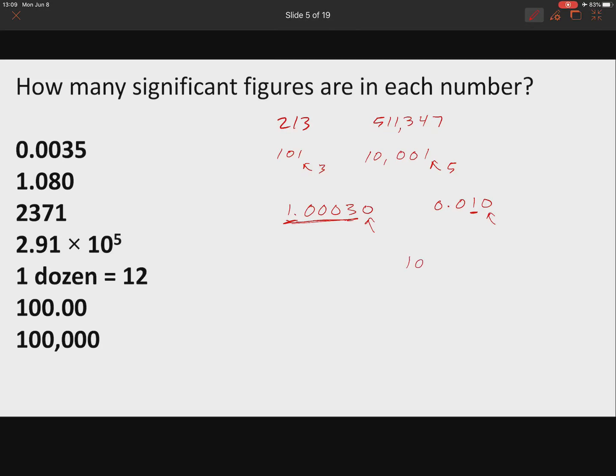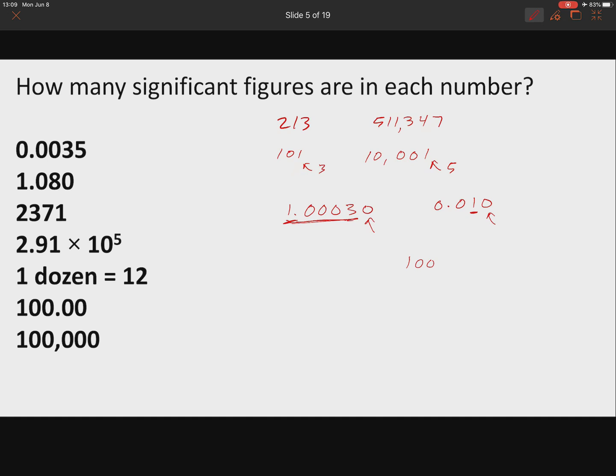This trailing zero is before a decimal point. This is the number 100. It doesn't have a decimal point. It's a trailing zero. These are the worst kind of numbers. These are what we call ambiguous. This is an ambiguous number, and ambiguous numbers are not significant.